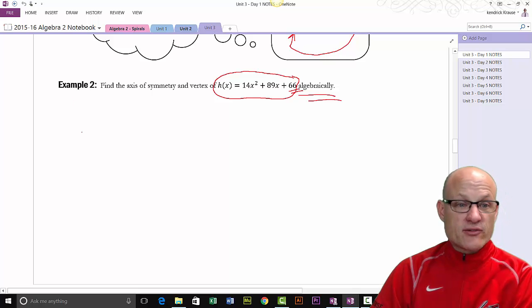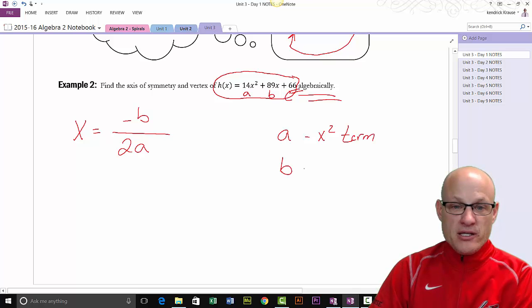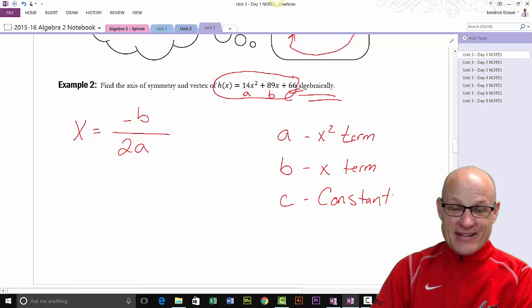So let's start working on the axis of symmetry. My axis of symmetry is x equals negative b over 2a. Now remember, this is a, this is b, and this is c. So a is the x squared term, b is the x term, and c is the constant at the end.